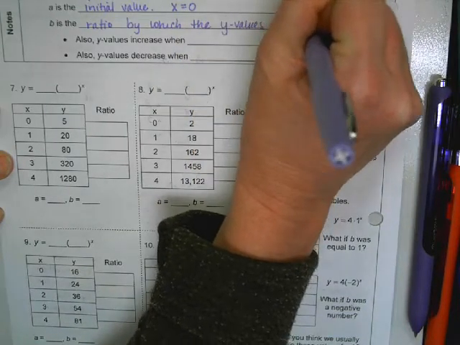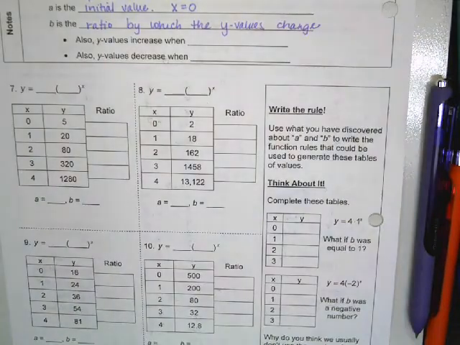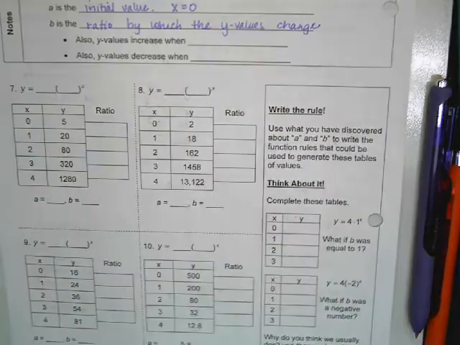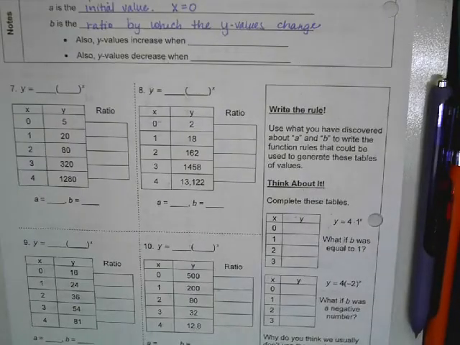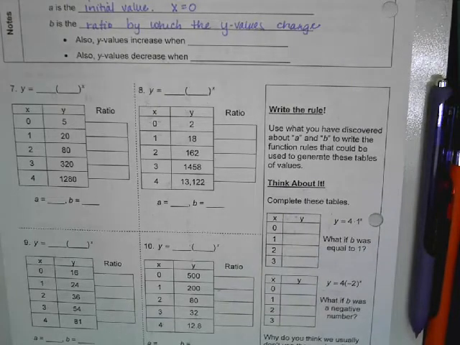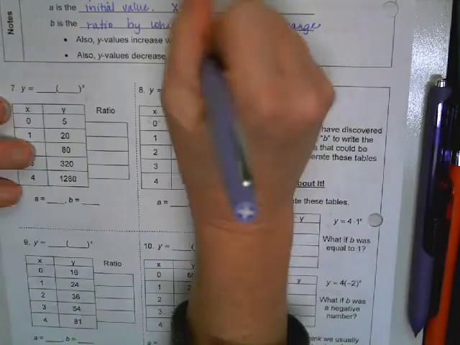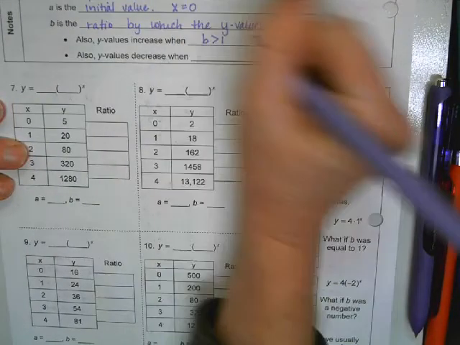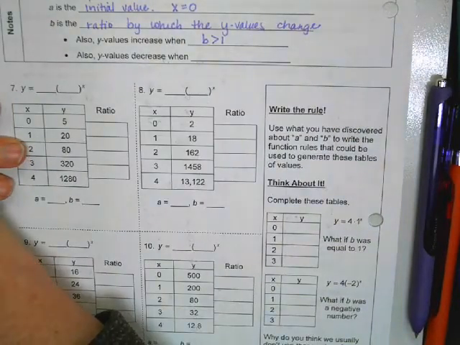All right, it's the ratio by which the y values change. Now, they don't always increase. Sometimes they decrease. So if you look back at the ones on the page before, what caused the y values to increase and what causes them to decrease? Whole numbers or numbers greater than 1. Numbers greater than 1. When b is greater than 1, it causes them to increase.